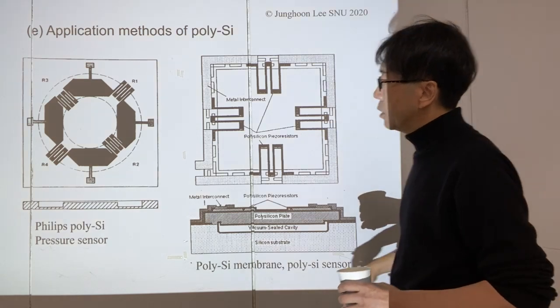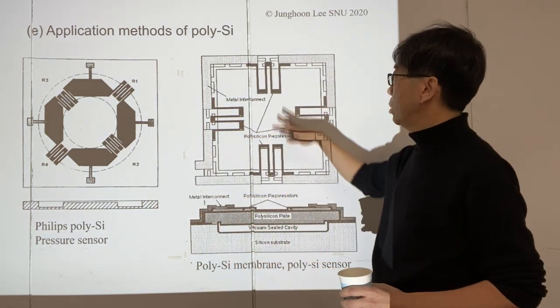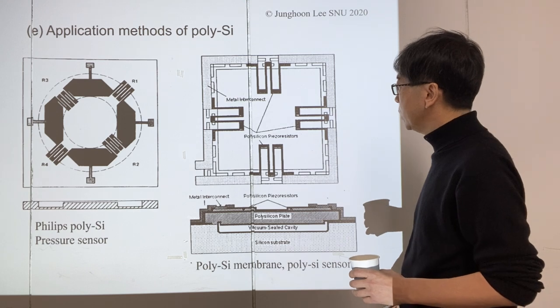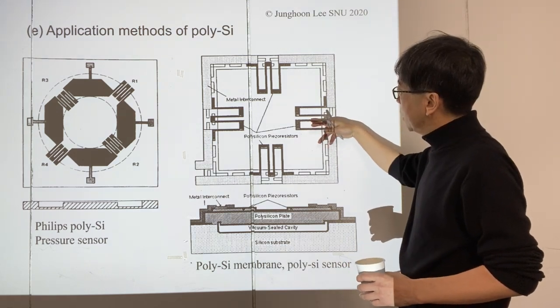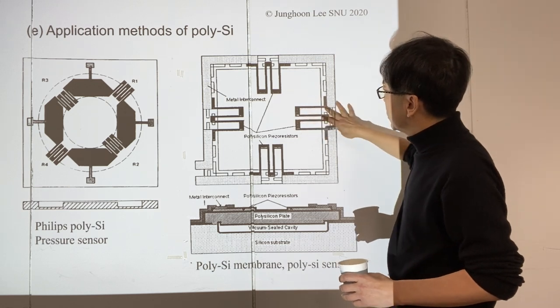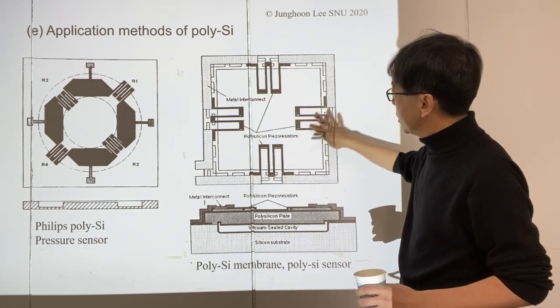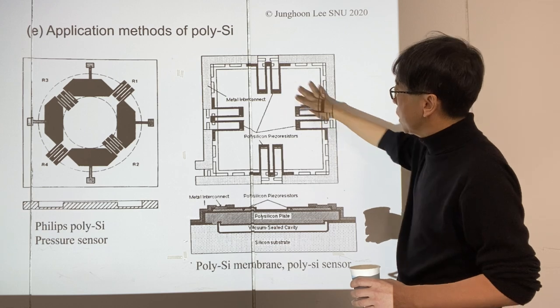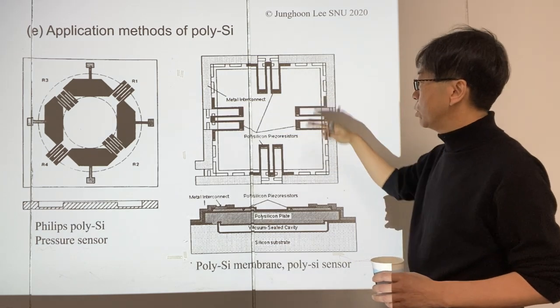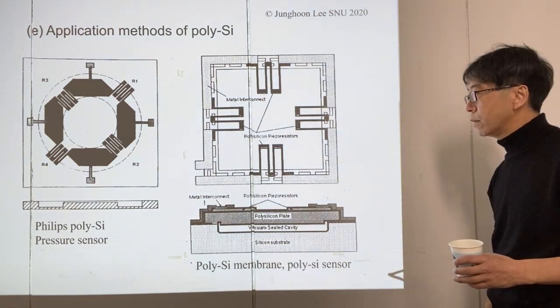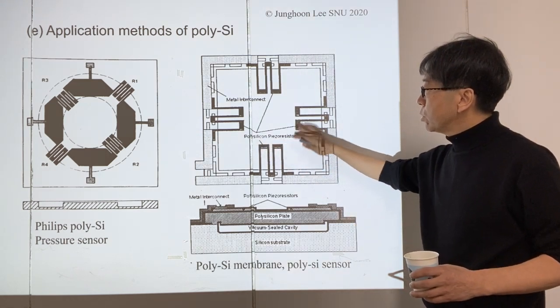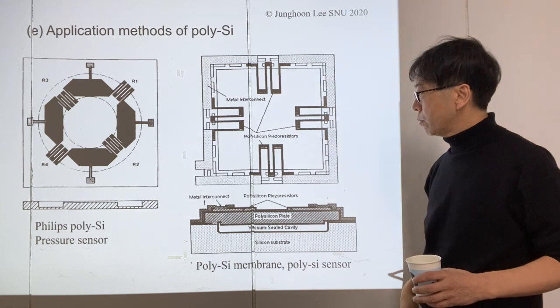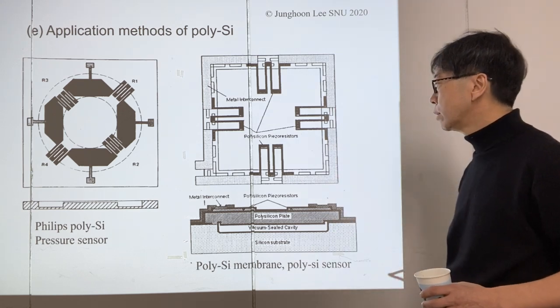They can create either a circular membrane or a rectangular membrane, a square membrane here, and place the polysilicon resistors like this along the four corners. This is exaggerated again, you know. And the polysilicon piezo resistors are here, four of them, to amplify the whole effect.